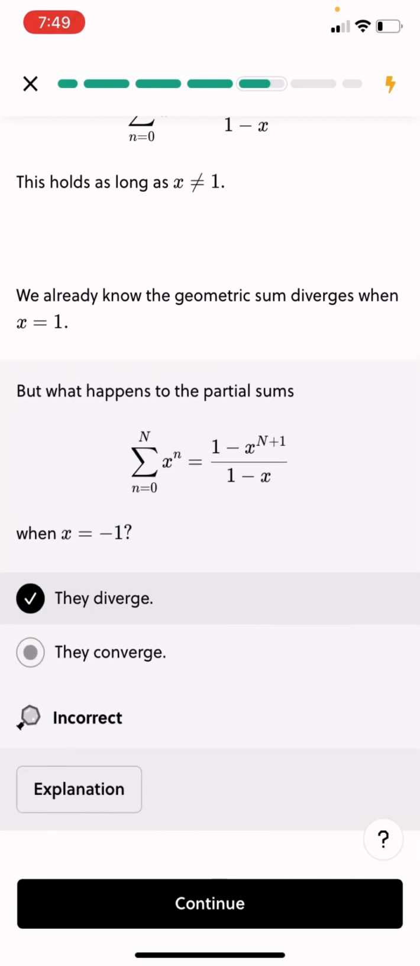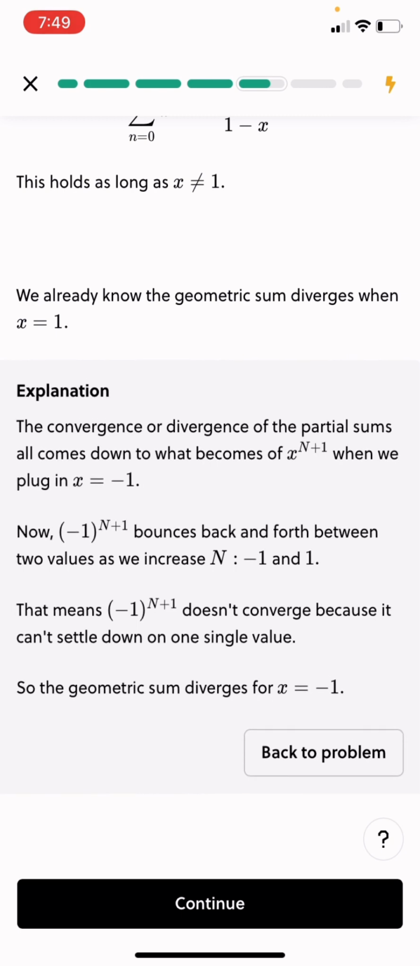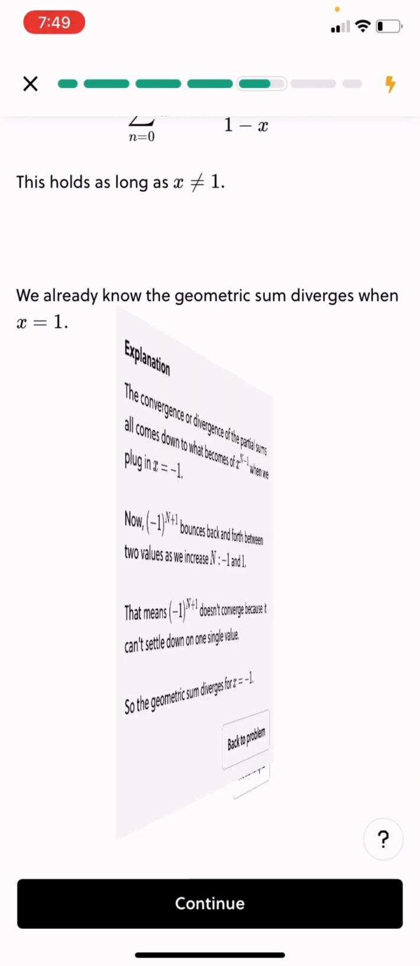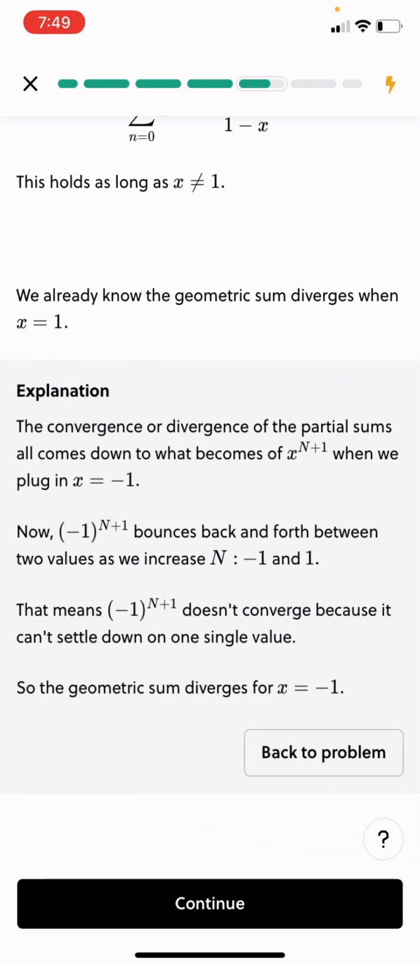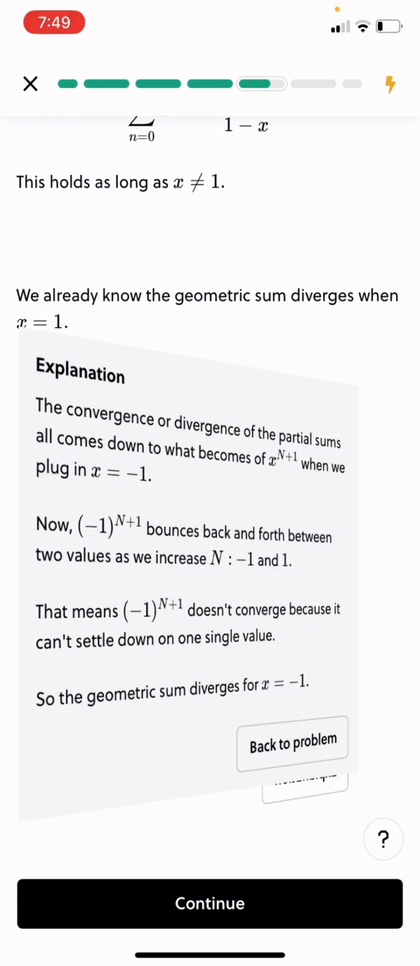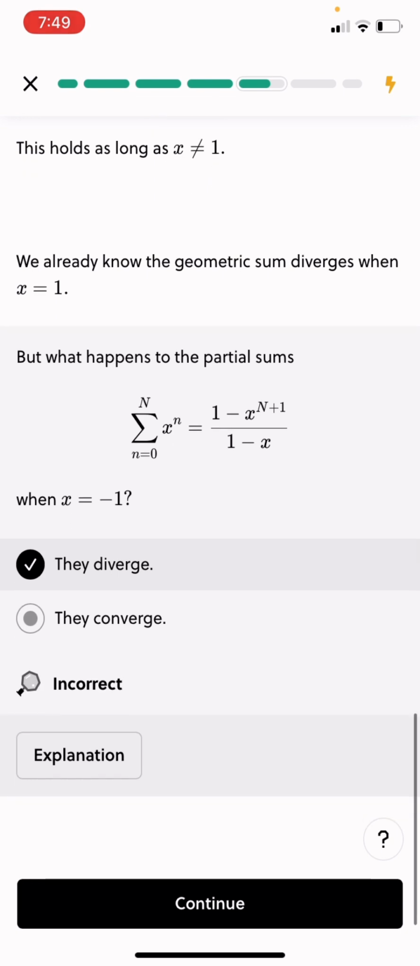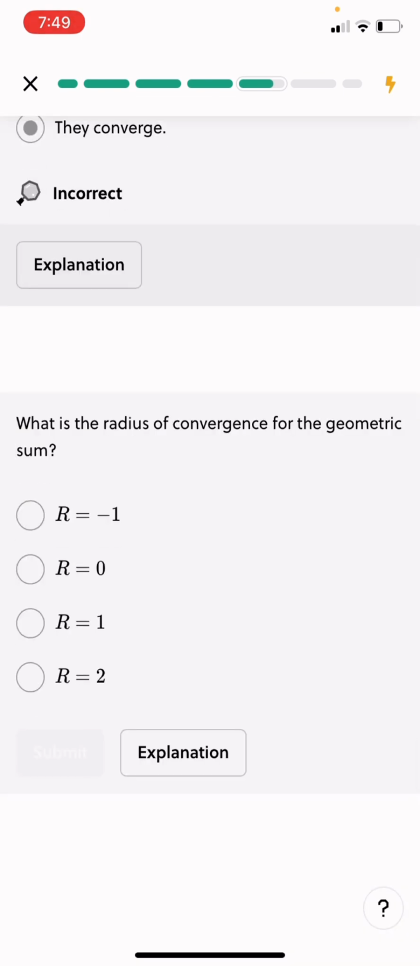So I guess it's just constantly changing. It can't settle down on a single value, no matter how much you repeat it, so it just would diverge. What is the radius of convergence for the geometric sum?